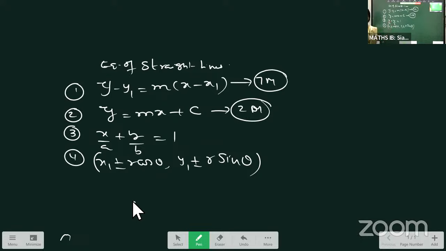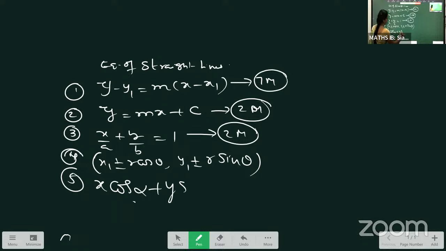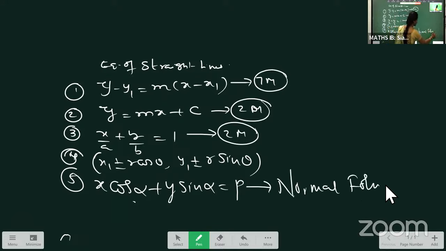Next, x by a plus y by b is equal to 1. Here also one important formula is related to this, for 2 marks only. And one more formula I forgot to say: x cos alpha plus y sin alpha is equal to p. This is called the normal form. In previous years, every year one question was given on the normal form for 2 marks only. So this is for 2 marks and a very important formula also.